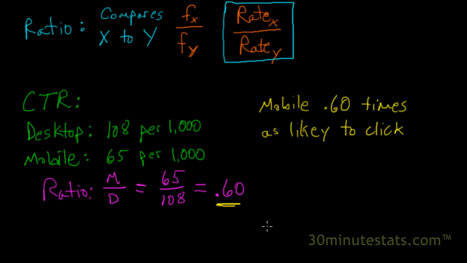Okay, so clearly we have more click-throughs for desktop users than we do for mobile users, and these are standardized rates, so we can compare these. 108 per 1,000 for desktop users and 65 per 1,000 for mobile users. And what this clearly shows us then is that mobile users are not quite but almost half as likely to click through as desktop users.